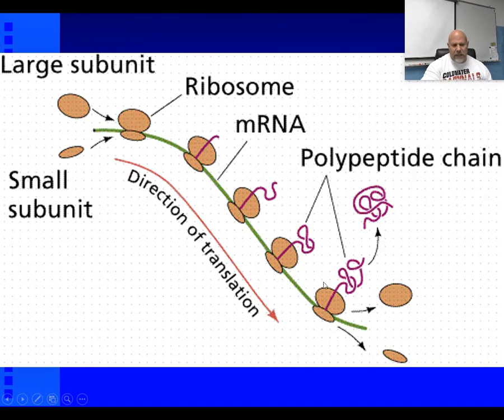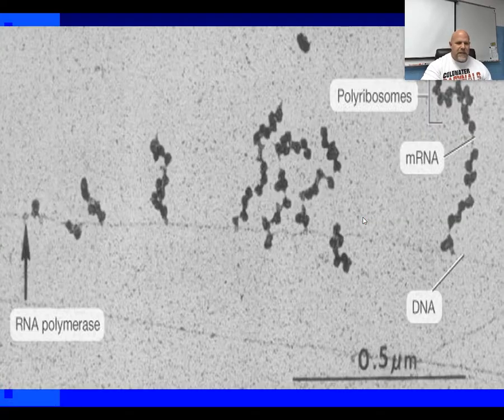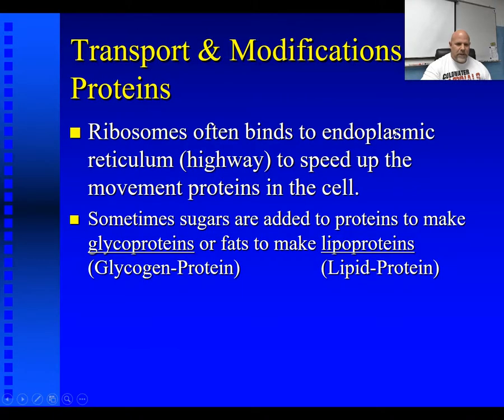They're just making their way along the messenger RNA, trying to make the little polypeptide chains that will eventually become proteins. You can see it here in a bacteria. These are the ribosomes attached to a messenger RNA. So you can see they're pretty crowded on there, trying to get proteins made as quickly as possible.